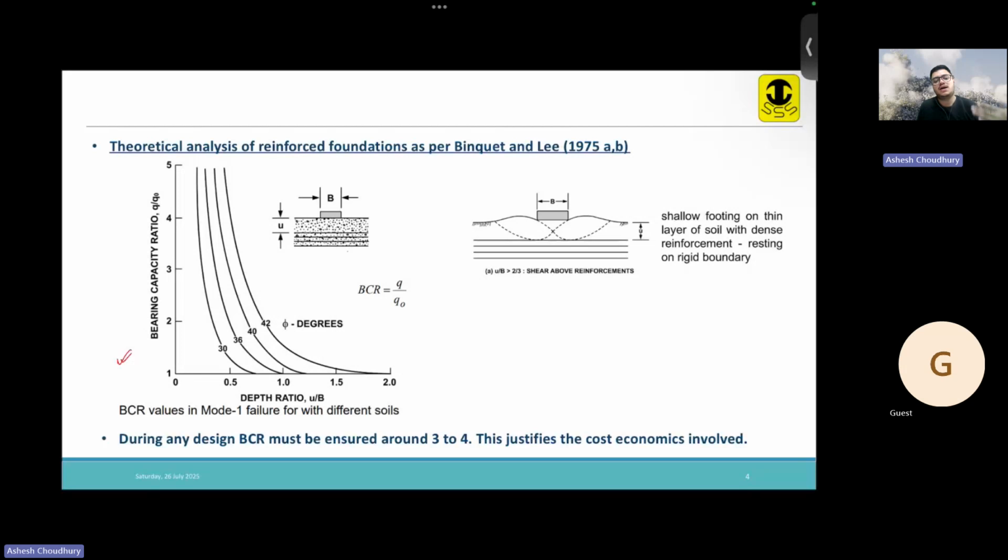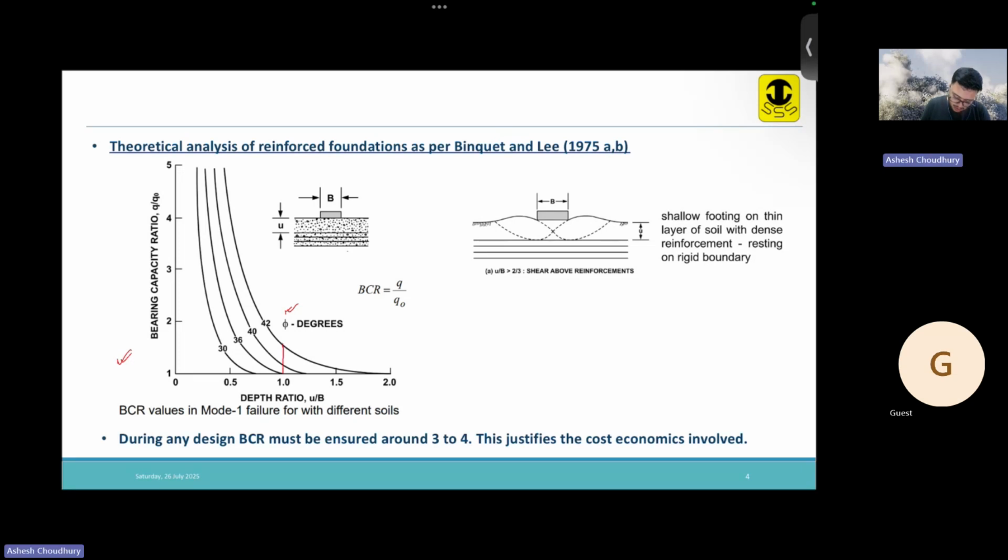Q is the new bearing capacity that we get after we put the reinforcement, and Q naught is the bearing capacity without the reinforcement. So Q by Q naught greater than 1 means there is some bearing capacity improvement. Here, for various friction angle values, the plots are there for bearing capacity ratio versus depth ratio. We see that as the depth ratio U by B increases, the bearing capacity ratio reduces. How can you see that? Say for one depth ratio, let us see.